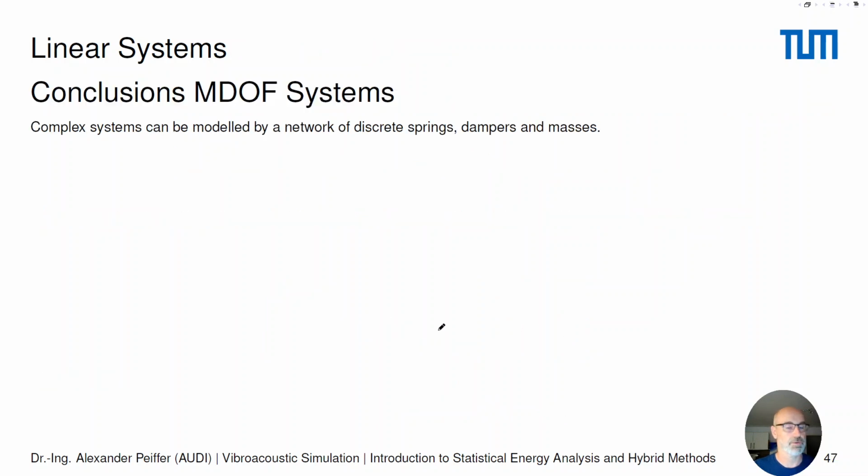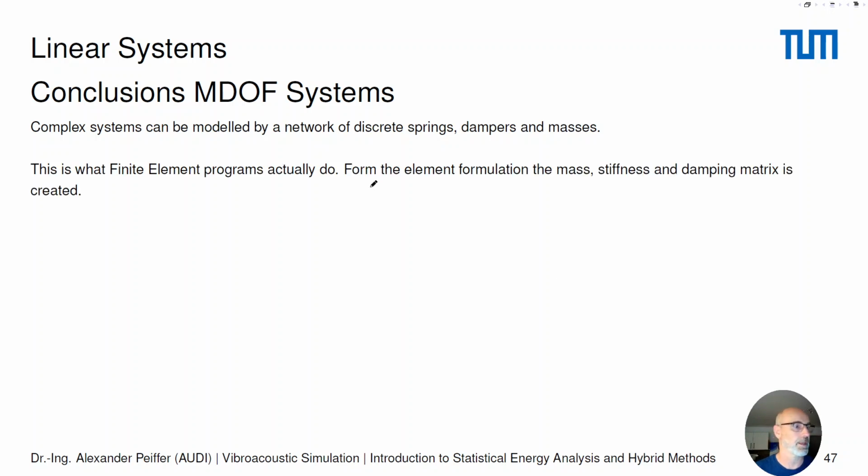Good. So far for the multiple and double degree of freedom system, and we come to the conclusions. Complex systems can be modeled by a network of discrete springs, dampers, and masses. And more or less, this is the case for every dynamic structural system. It's more complex, with different degrees of freedom, but this is the picture that helps to understand the deterministic system. As mentioned, this is exactly what finite element programs actually do. They form the element formulation that creates exactly the mass and stiffness, and sometimes also the damping matrix.